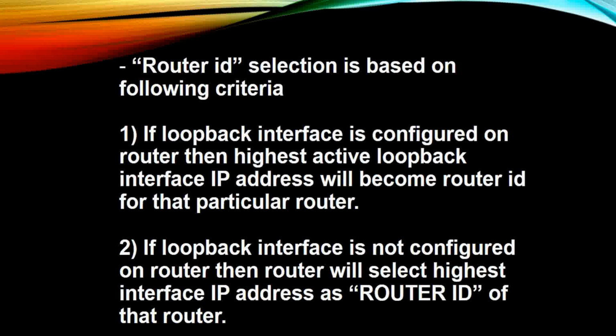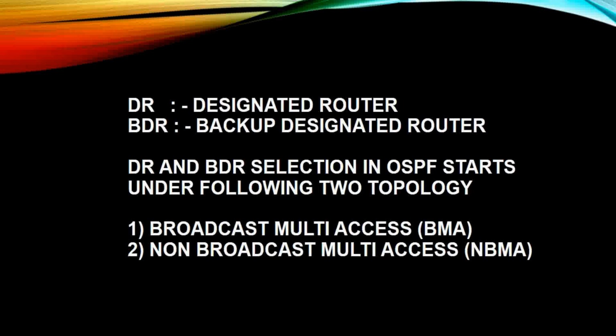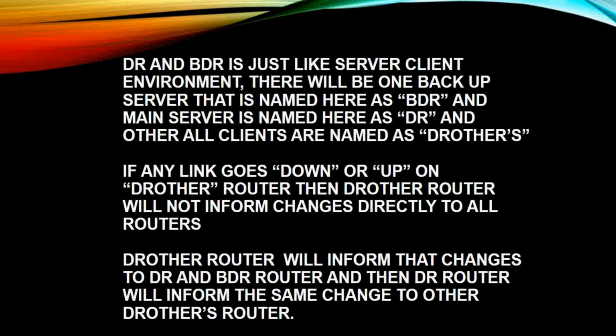DR and BDR router selection in OSPF. An OSPF router will not form adjacencies to just any router. Instead, a client-server design is implemented in OSPF on each broadcast segment. For each multi-access broadcast segment, such as Ethernet, there is a DR and a BDR, as well as other OSPF routers, called DROthers. DR, designated router. BDR, backup designated router. DR and BDR selection in OSPF starts under the following two topologies. 1. Broadcast multi-access, BMA. 2. Non-broadcast multi-access, NBMA. DR and BDR is just like a server-client environment. There will be one backup server named BDR, the main server is named DR, and all other clients are named DROthers.